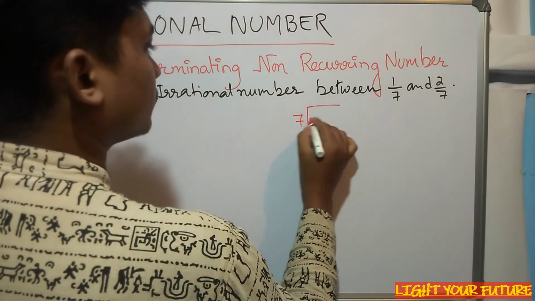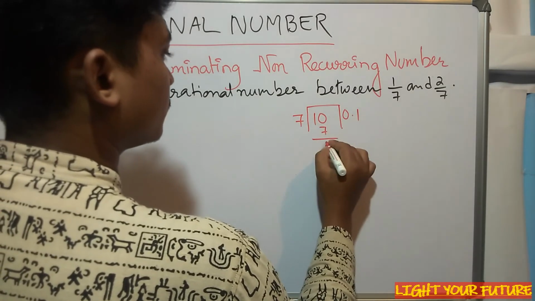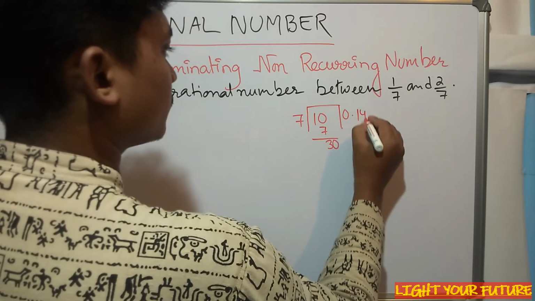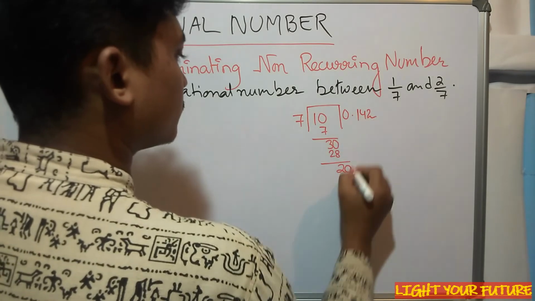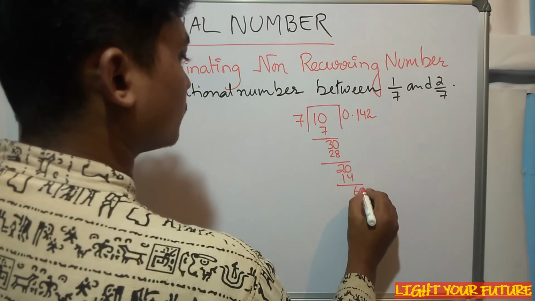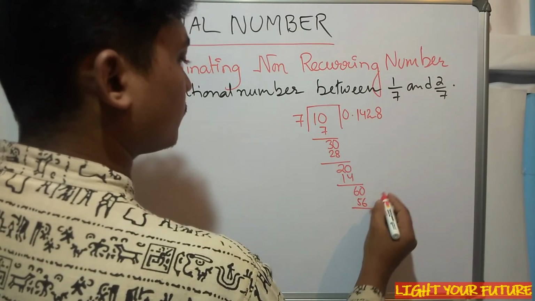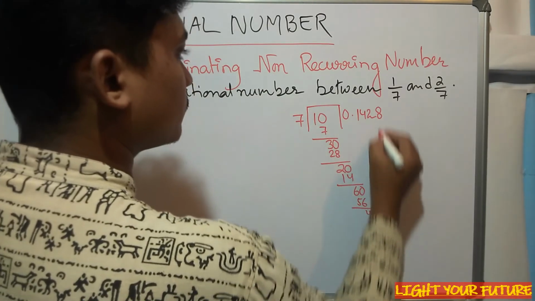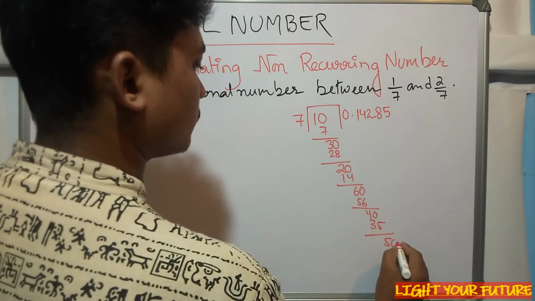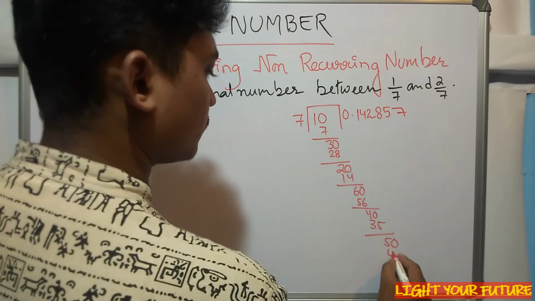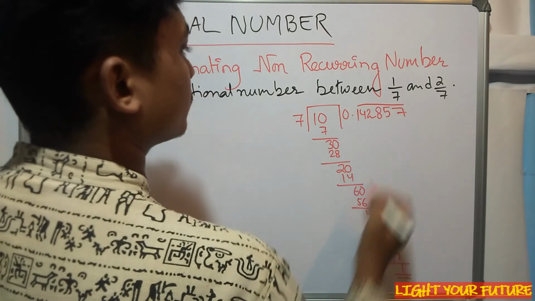So let's start. We will divide 1 by 7. 1 is less than 7, so we will put 0 point. 7 ones are 7, we are getting 3 as the remainder, again 0. 7 fours are 28, we are getting 2 as the remainder, 0. 7 twos are 14, we are getting 6 as the remainder, 0. 7 eights are 56, we are getting 4 as the remainder, then again putting 0. 7 fives are 35, we are getting 5 as the remainder, again putting 0. 7 sevens are 49, we are getting 1 as the remainder. So we can see that this number 1 is getting repeated. So this is a recurring number.